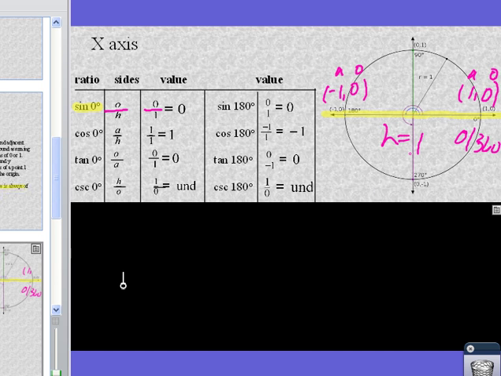The cosine is going to be adjacent over hypotenuse. Our adjacent is 1 over 1, which is 1. Tangent is opposite over adjacent, so 0 over 1, which is 0.